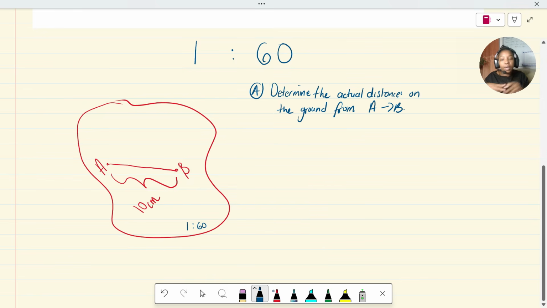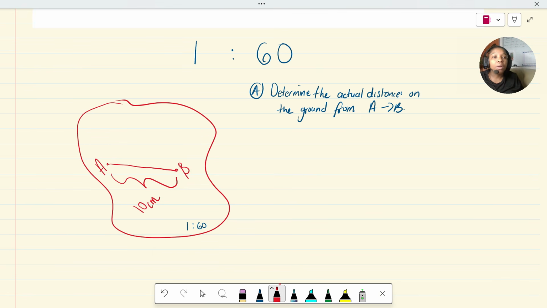So you've got a map, and you've measured the distance on the map from point A to point B to be 10 centimeters. But now you want to determine, if you're on the ground in real life, you're not on the map anymore, what would be that actual distance? How would you use this given scale to give you the actual real life distance from point A to point B? So what does this ratio scale or number scale mean?